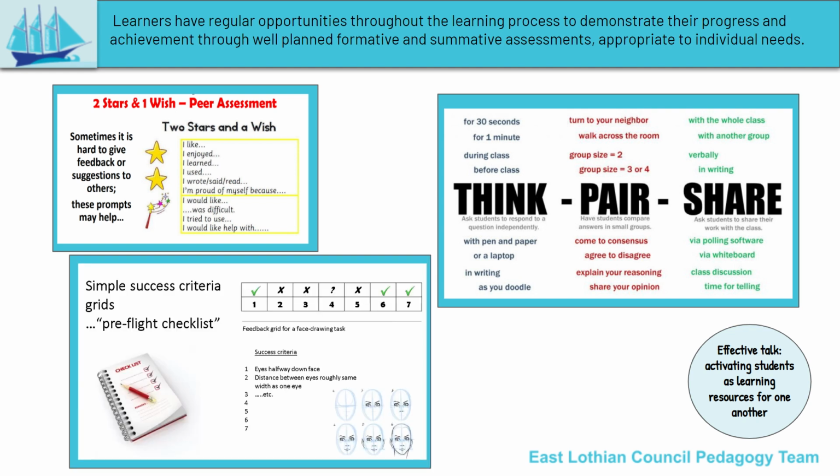A pre-flight checklist is also another useful way for learners to check another learner's work to see if it has met the success criteria. In this example, there were 7 success criteria which had to be met if the learner was to draw a face successfully. The learner's partner has ticked the criteria that have been achieved and crossed those which haven't and still need to be improved. This technique works well when a task is specific and there are real clear requirements.